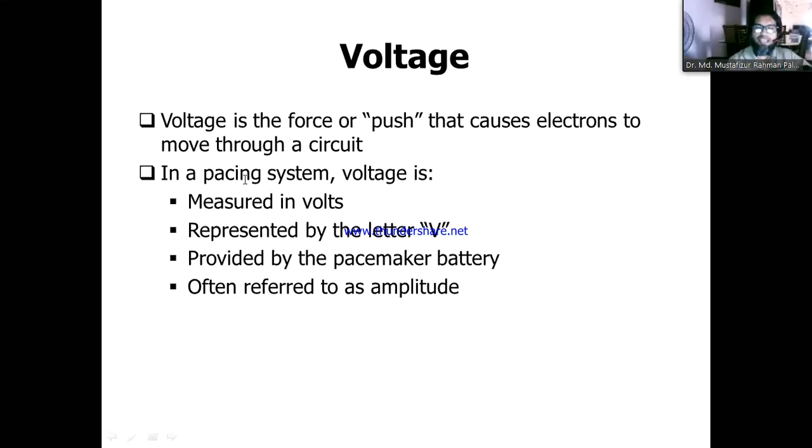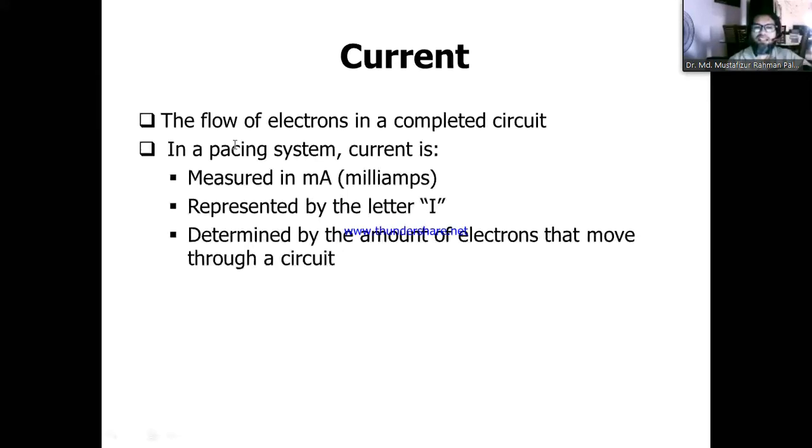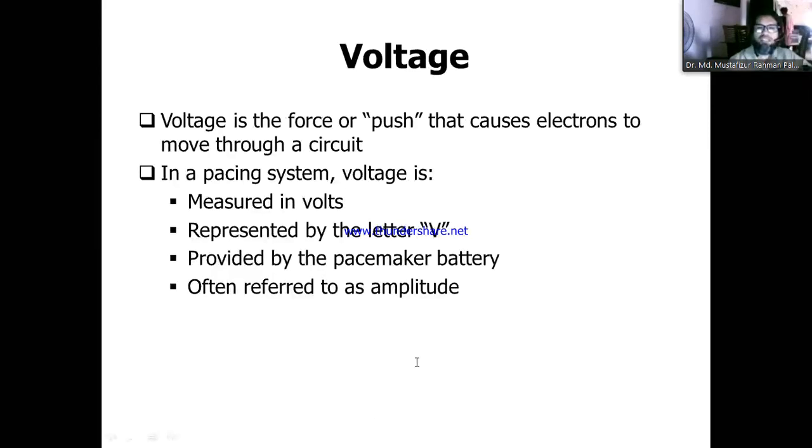And in a pacing system, voltage is measured in volts. The battery will provide the push or voltage or force, often referred to as the amplitude. And current is the flow of the electrons in a complete circuit. In a pacing system, current is measured in milliamperes and represented by the letter I, and determined by the amount of electrons that move through.